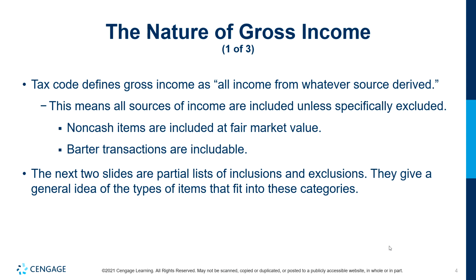So, basic definition. The tax code defines gross income as all income from whatever source derived. This basically means all sources of income are included unless specifically excluded by the IRS code, by the tax code. Non-cash items are included at fair market value, which again we're going to discuss. And barter transactions are includable.